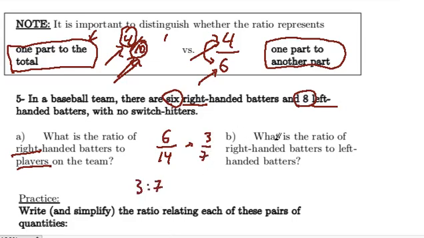The same question, if it's saying, what is the ratio of right-handed batters to left-handed batters, then the number for right-handed batters is 6, just like it was before over here.